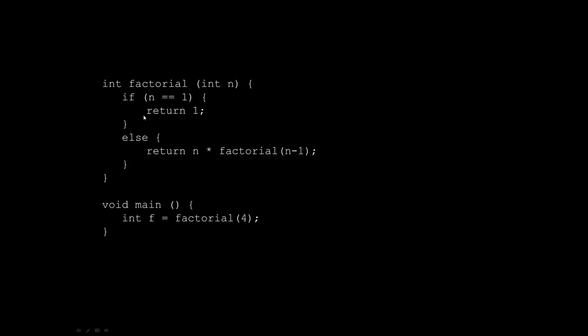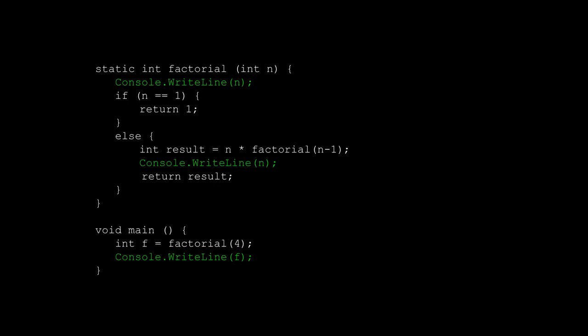Now if n is equal to 1, we're going to return 1. In other words, if we were to call factorial with the value of 1, 1 would come in here to n, and then we would simply return the value 1. If it's not 1, then what we're going to do is to return n, the value that was passed to this function, times the recursive call here of factorial of n minus 1. So for educational reasons, I put in a couple of console.write lines here, and that's going to allow us to trace through and better understand these recursive calls.